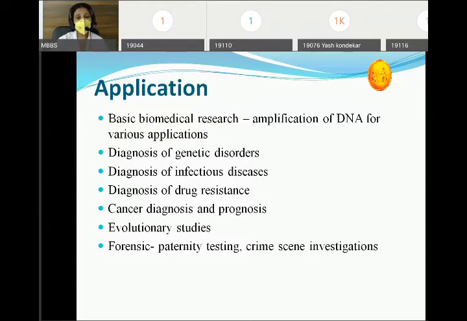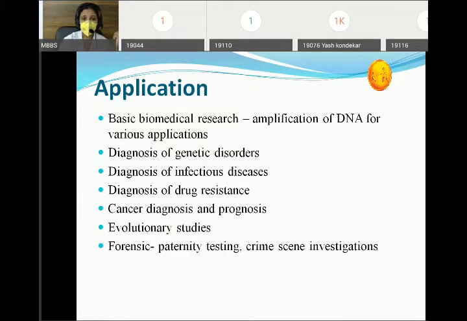Then for studying the crime scene, if there is any crime, you must have seen in various series, very small proof is available at that crime scene, like a simple blood stain or a hair follicle, or skin structure. From that, you can study the DNA of that person and you can match it with the culprit. You can match them, and from that you can come toward the confirmatory diagnosis for studying that crime scene.